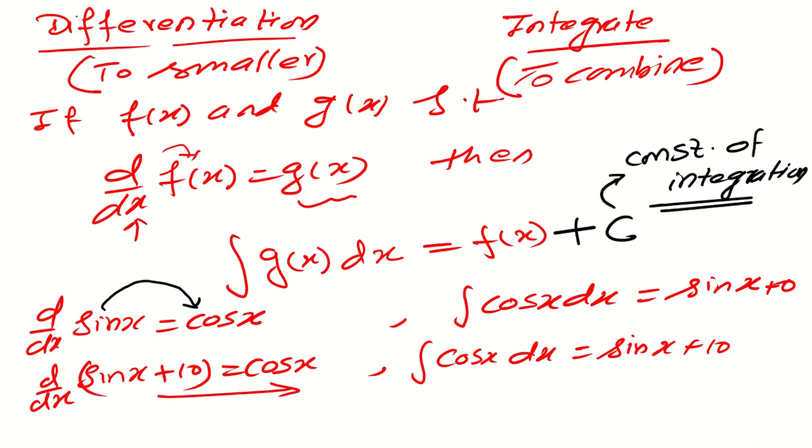Only the constant number will be changed. But change is a change. So integration of the function cannot be unique, whereas differentiation of the function is unique. This is the basic difference between differentiation and integration.